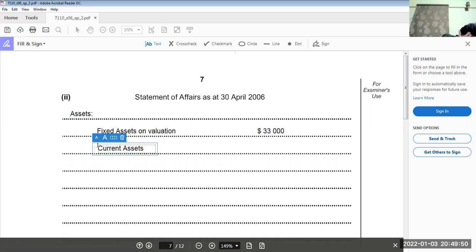Current asset is how much? We are given 15,000. Okay. Something's wrong.